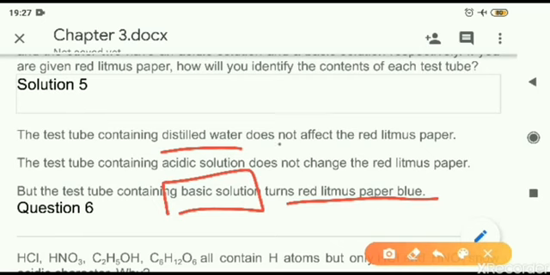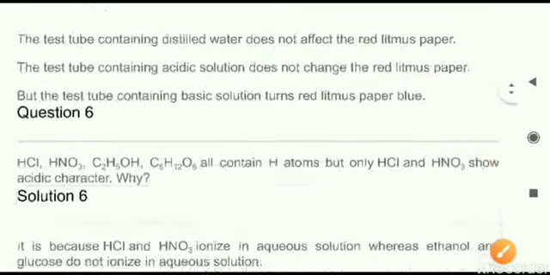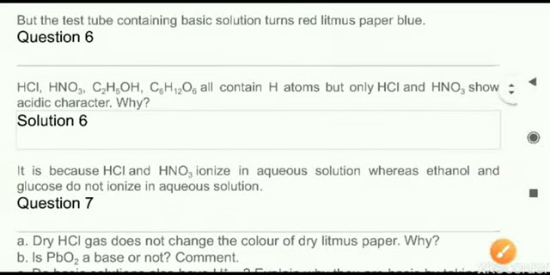The distilled water will not affect anything. Nothing will come on this. Acidic solution also does not change the color. It will still remain the red litmus paper, will not show any change. But the basic solution, their red litmus paper will turn into blue color. Next one, HCl, HNO3, C2H5OH, C6H12O6. All 4 compounds are given here.